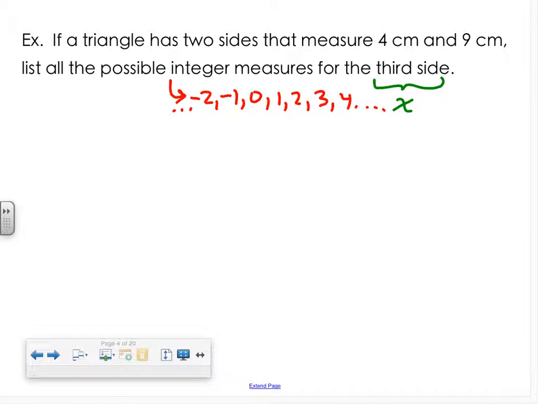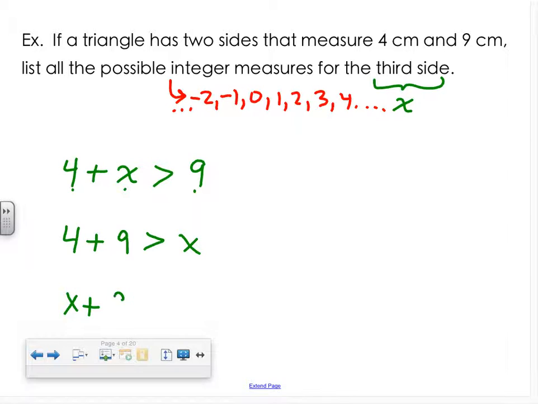So I know if I combine 4, 9, and x, any two combinations need to be greater than the third. So if I have the sum of 4 and my unknown side, it has to be greater than 9. Two sides have to be greater than the third. And then what's my last combination?